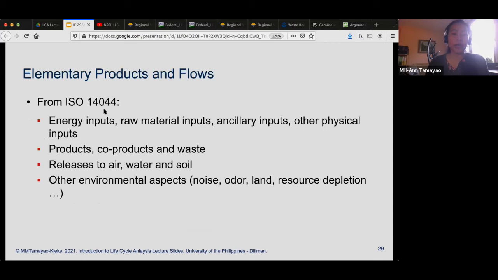So from ISO 14044 on elementary products and flows: you have energy inputs, raw material inputs, ancillary inputs, other physical inputs. And then you can also have products, co-products, and waste, releases to air, water, and soil, and other environmental aspects such as noise, odor, land, resource depletion, etc.